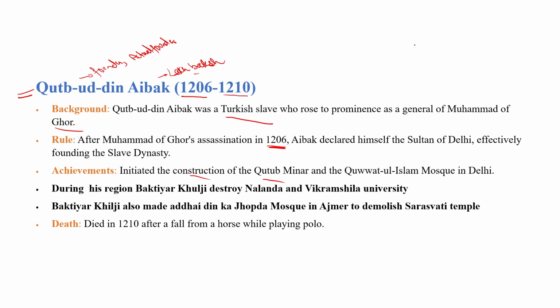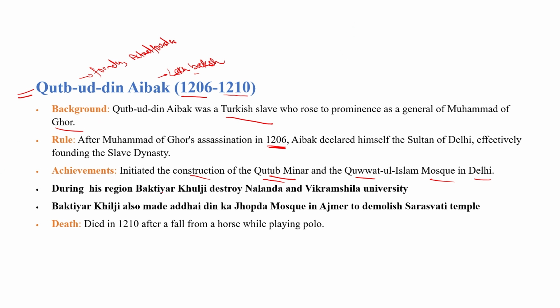Clear? Okay. So he constructed Qutub Minar, and the Quwwat ul Islam Mosque in Delhi was also established by Qutbuddin Aibak. The Qutub Minar and Quwwat ul Islam monuments are related to Qutbuddin Aibak.